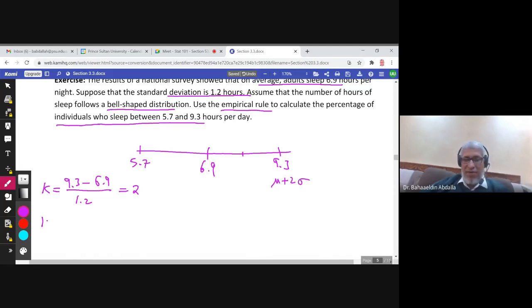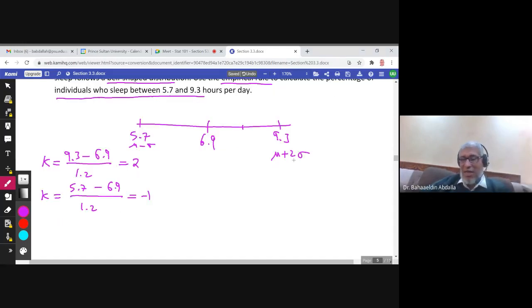Now 5.7, you do the same. You subtract 5.7 from 6.9. You divide by 1.2. You will find that the answer is -1. So 5.7 is actually mu minus sigma. So we went 1 standard deviation here, but here we went 2 standard deviations. So now the question is clear. What percentage of data lies between mu minus sigma and mu plus 2 sigma?